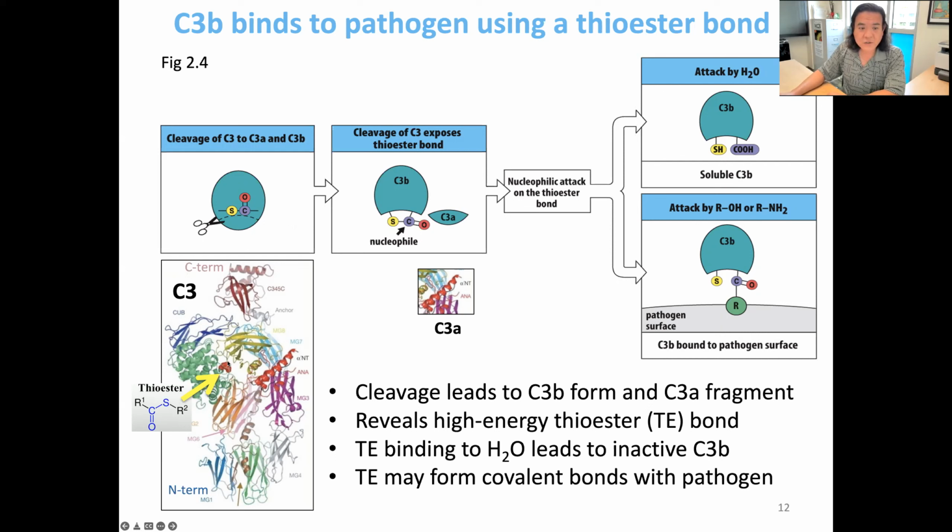Anyhow, you'll notice that the thioester bond is buried deep within this, right? It comes from the fact that you have two cysteine residues in here that have sulfurs as part of their side chains. Two cysteines that are next to each other may interact in such a way to create this little thioester form.